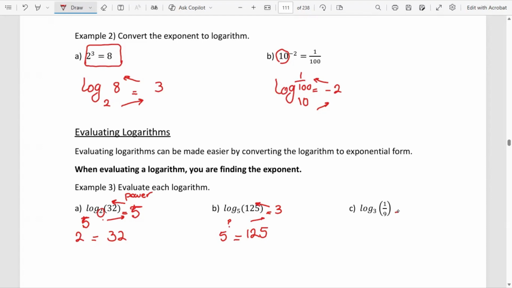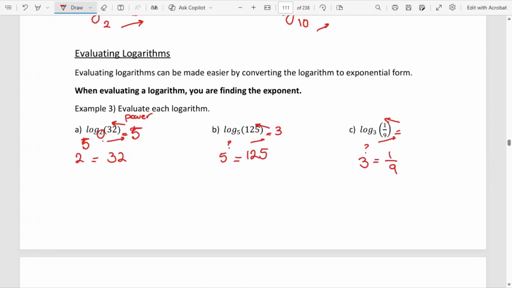For the next one, we start with the base and we say 3 to what power is 1 over 9? How many times do we multiply 3 by itself to give us 1 over 9? There's no way that you multiply 3 by itself to get 1 over 9. But you may get 9 by multiplying 3 by itself 2 times. You know 3 to the second power is 9.